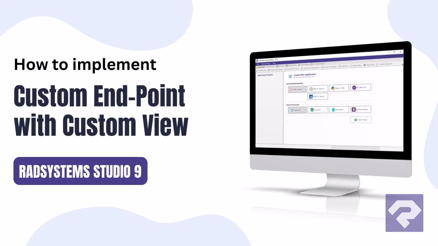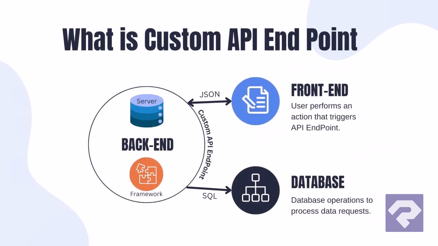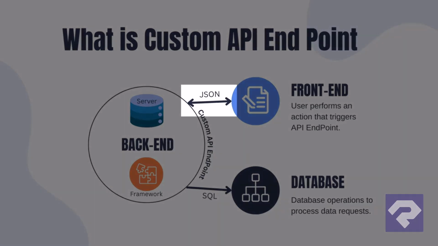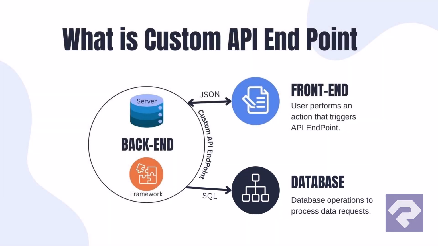Today we're going to look at how to create a custom endpoint in RadSystems Studio. So, what exactly is a custom endpoint? Well, a custom endpoint is simply a special API route that you define yourself. You might use it when you need to update a specific record, perform a calculation, or return custom data that's not available out of the box.